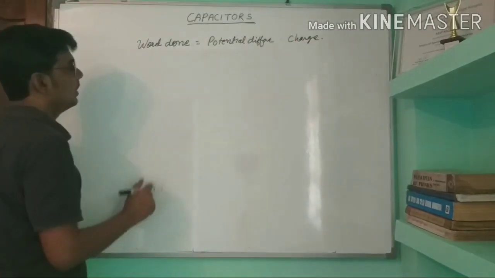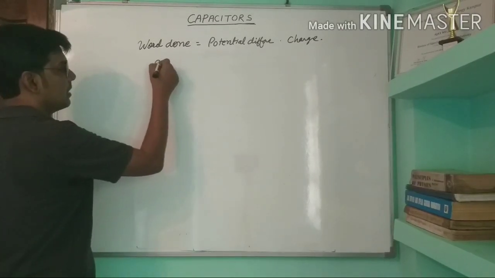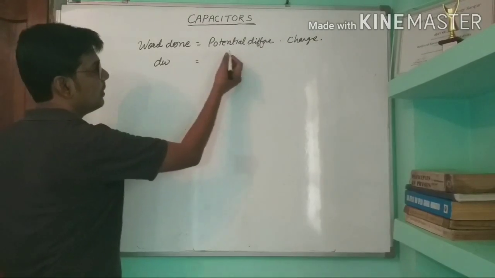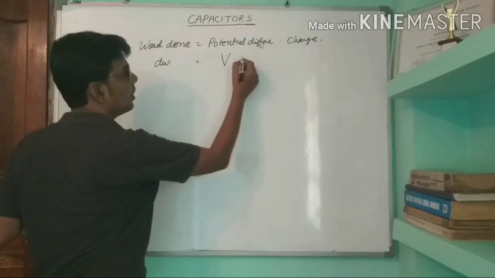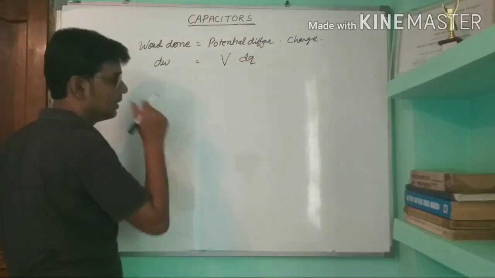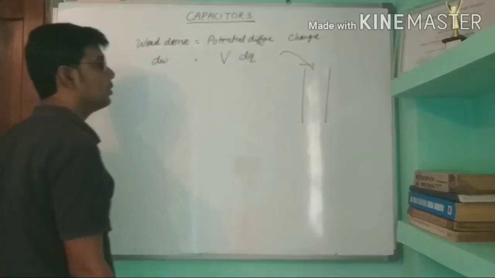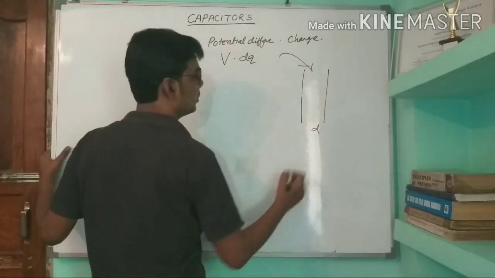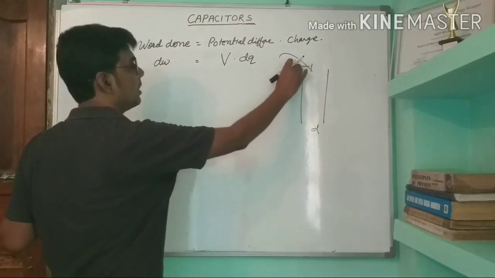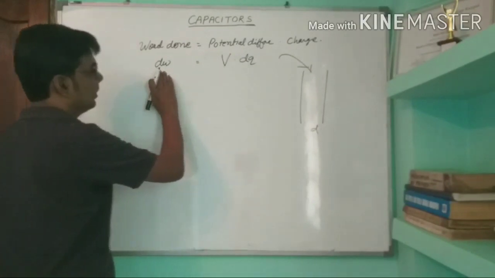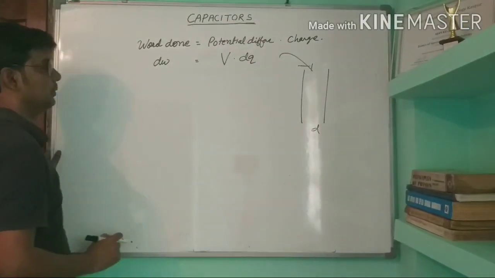Suppose the work done to charge a capacitor is dW, then it will be equal to the potential difference V into a small charge dq. Suppose for an instance we are trying to charge a capacitor, so the more charge we store, the more work will be done. So a small dW will be equal to V into dq.